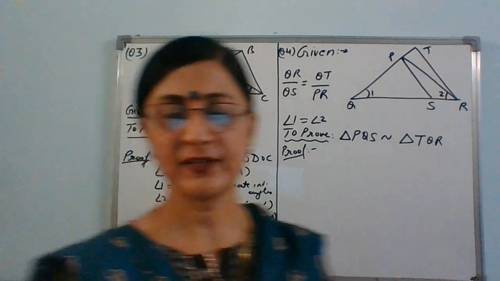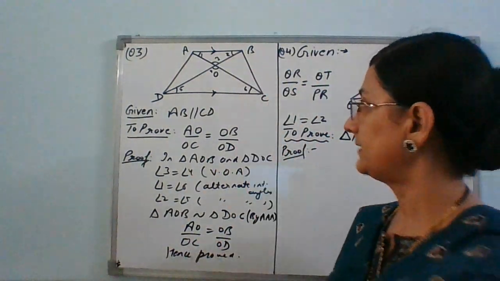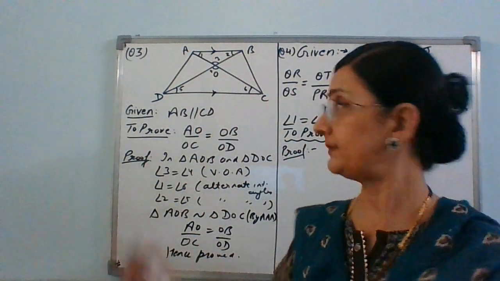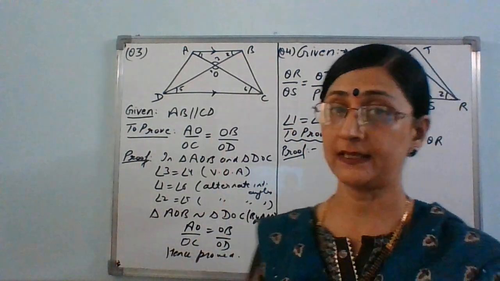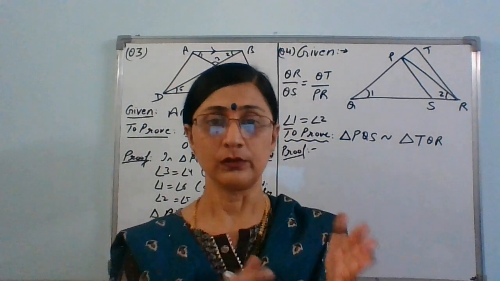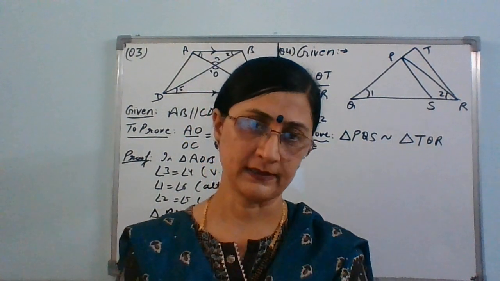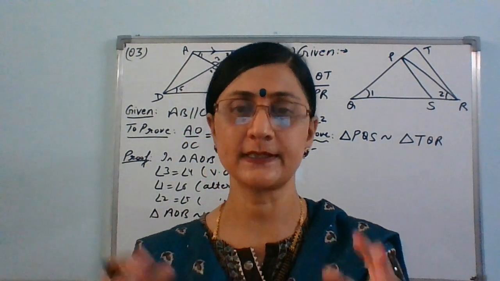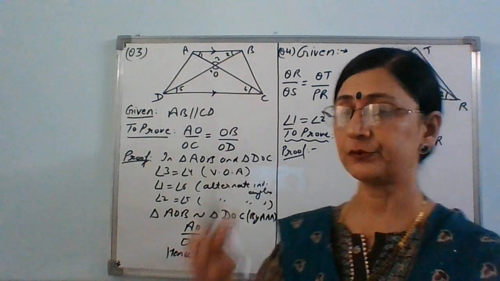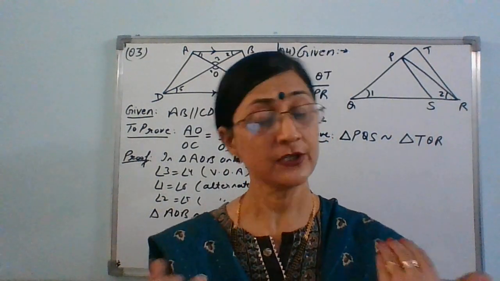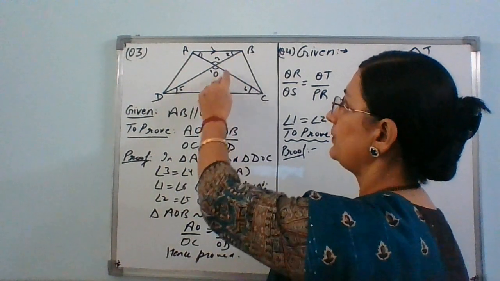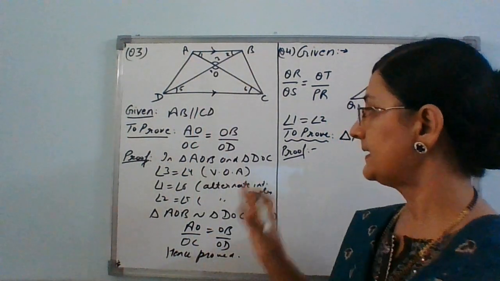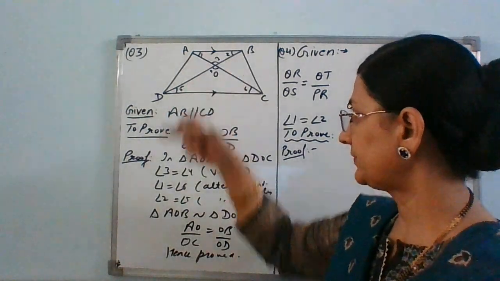So now I'll repeat this question again, right? It is given that it is a trapezium, AB parallel to CD, right? We have to prove the sides in ratio. The sides are in ratio when the triangles are similar. It means in order to prove the sides in ratio, we have to prove two triangles similar. Which two triangles? The ones with sides AO, OB, OC, OD. These two triangles are similar, right? So all three angles are equal.